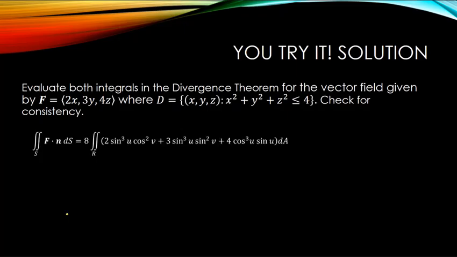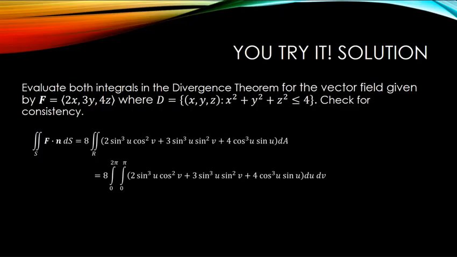Now I need to compute the integral piece. The double integral over S of f dotted with n dS is equal to 8 times the double integral over R of 2 times sine cubed u cosine squared v plus 3 times sine cubed u sine squared v plus 4 times cosine cubed u sine u dA. I can write this now as an iterated integral, and I get 8 times the integral from 0 to 2 pi of the integral from 0 to pi of the quantity 2 sine cubed u cosine squared v plus 3 sine cubed u sine squared v plus 4 cosine cubed u sine u du dv.